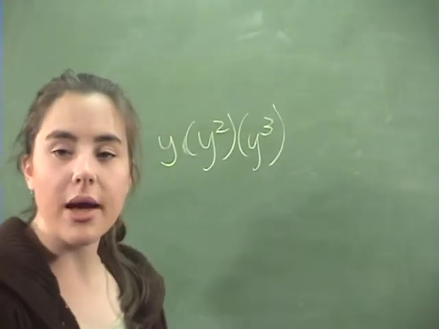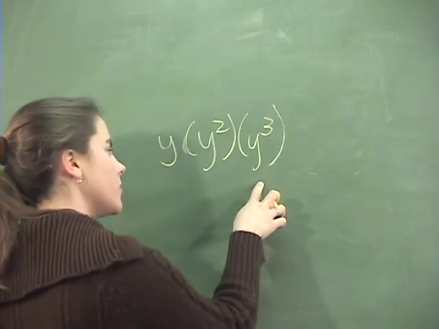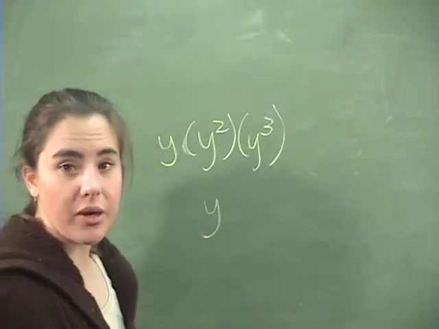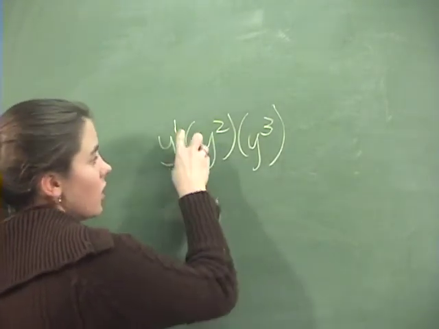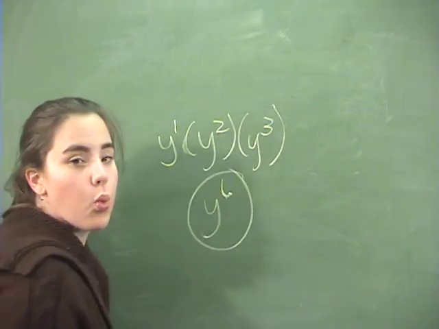Applying the concept one more time with variables, if I have y times y squared times y cubed, my answer will be y raised to the sum of the 3 powers. In this case, when there's not an exponent, we know that that's 1. So 1 plus 2 is 3, plus 3 is 6, and my answer is y to the 6th.